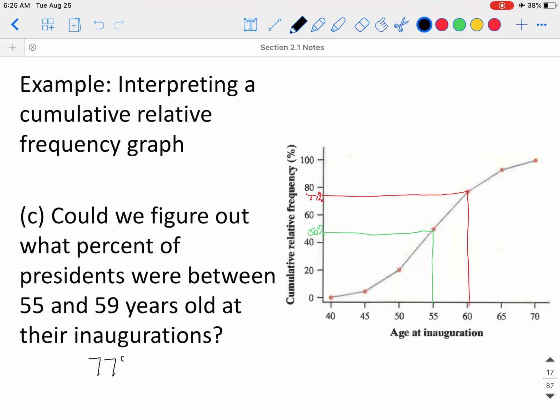So we have 77%, we have 50% before that. We just want to find out the little bit between these two. And if we subtract, you should get about 27% of the U.S. presidents were inaugurated between the ages of 55 and 59.